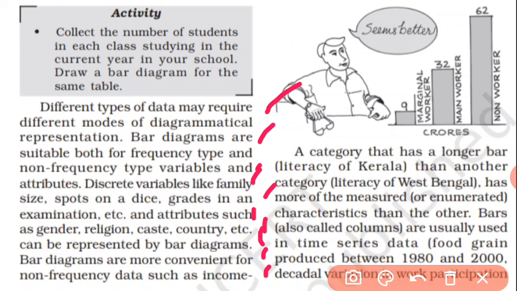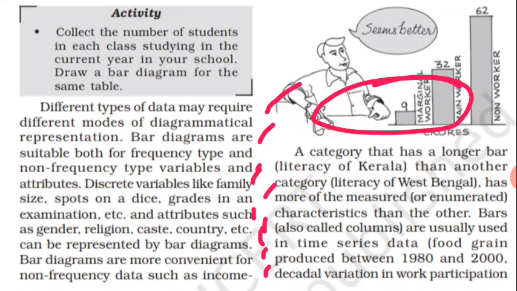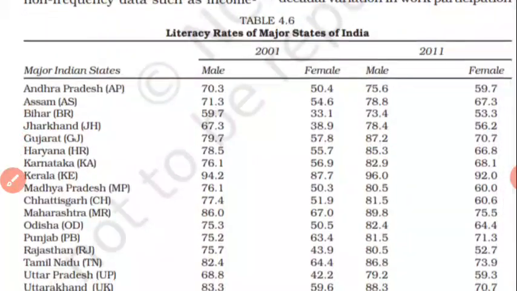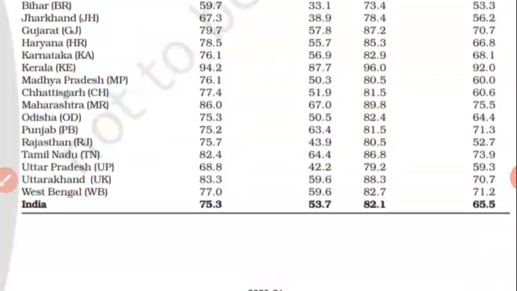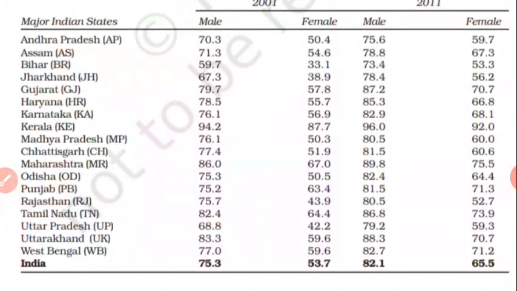So this is an example of a bar diagram. Here you can see a category that has a longer bar than another has more of the measured feature than the other. So bars are usually used in time series data. Okay, you can see here from the table. So this way we will prepare a bar diagram on the basis of this table. Okay, is there any problem till here?